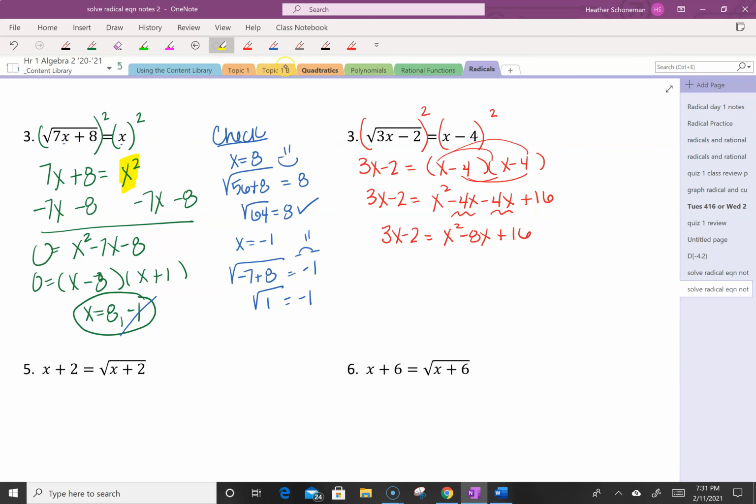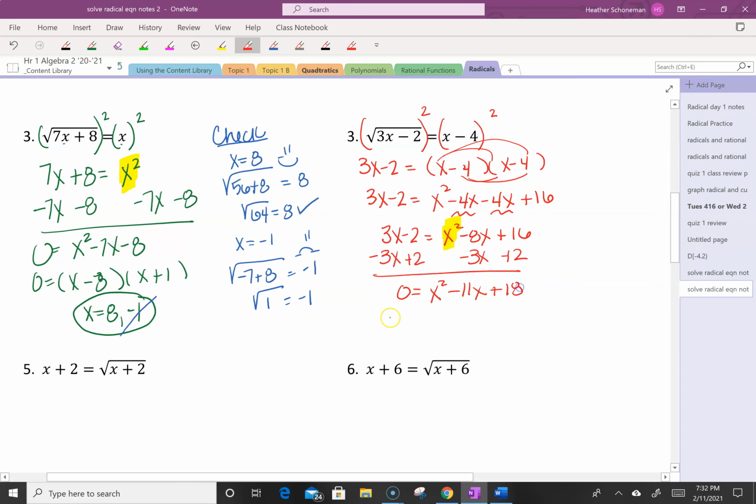Now, when we see this x squared, we think it's quadratic, which means I have to set it equal to 0 to factor, which means I could have an extraneous solution, so I'm going to have to check my work. To set it equal to 0, I want the x squared positive, so I'm going to subtract 3x from both sides and add 2. And that leaves me with 0 equals x squared minus 11x plus 18.